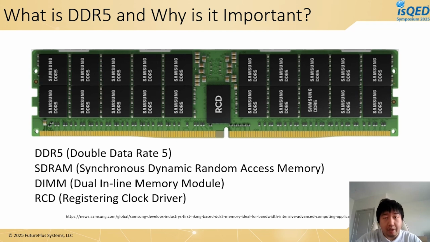So shown here is a typical looking DDR5 registered DIMM, RDIMM for short. It not only has the DRAM chips on it, these guys are the DRAM chips. Similarly here, but it also has a registering clock driver on it, RCD for short, this guy here. We'll talk more about it later on.